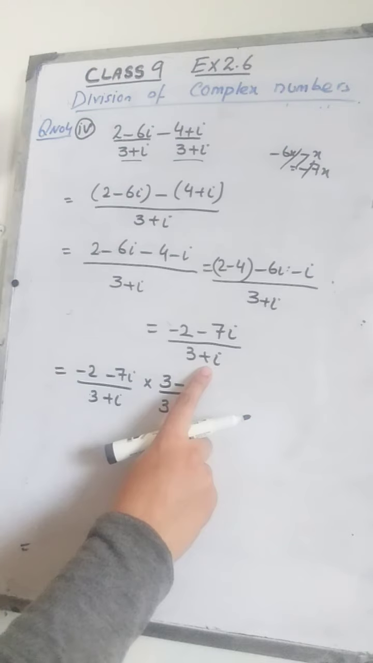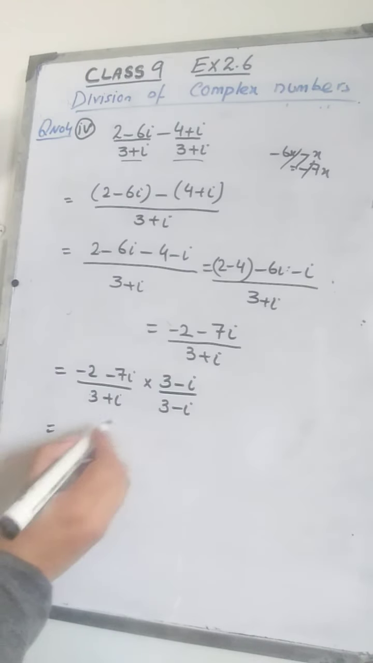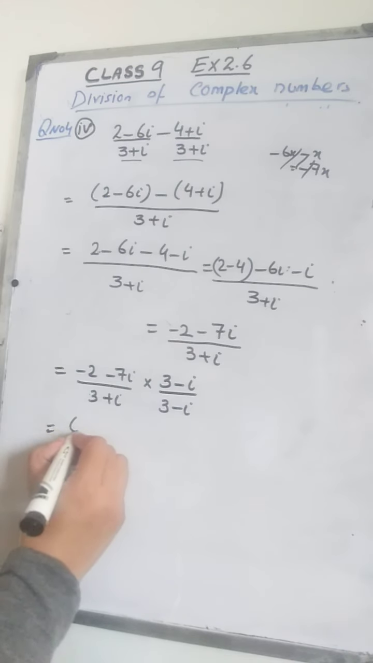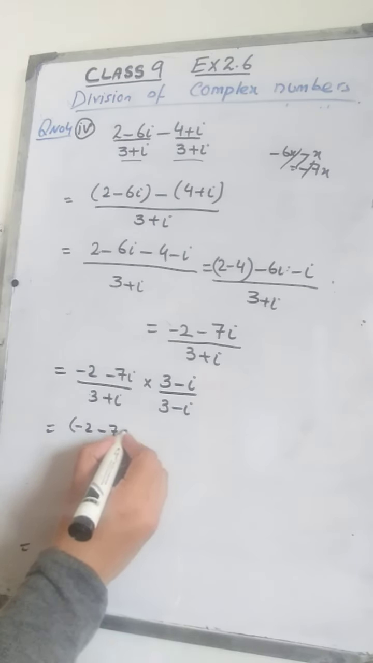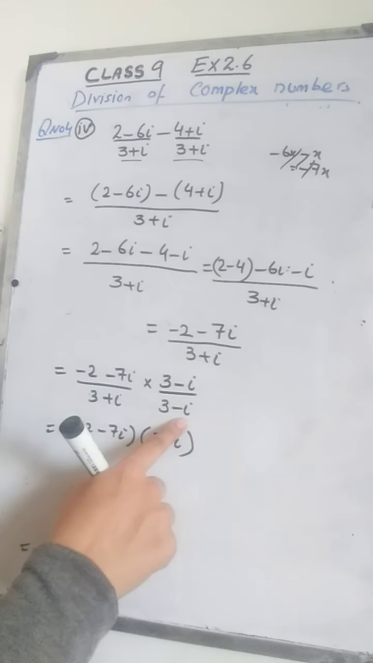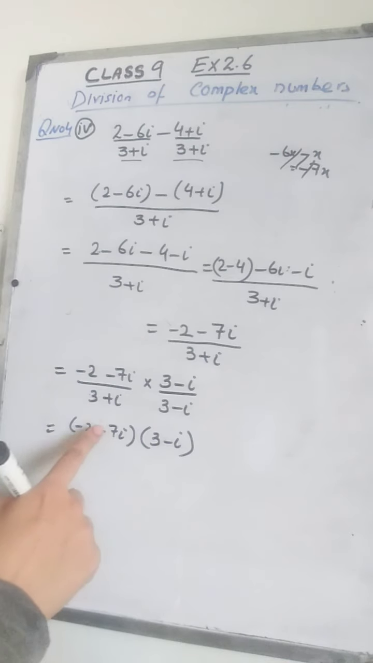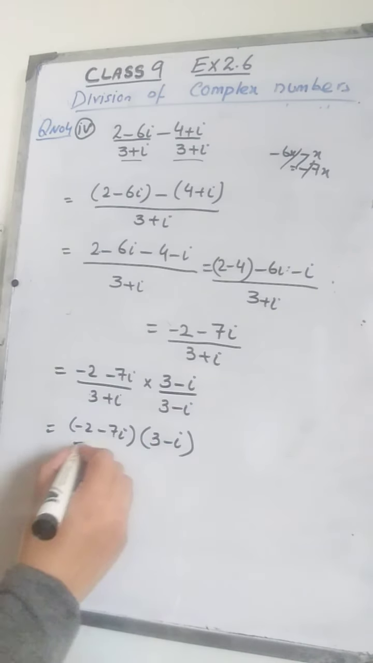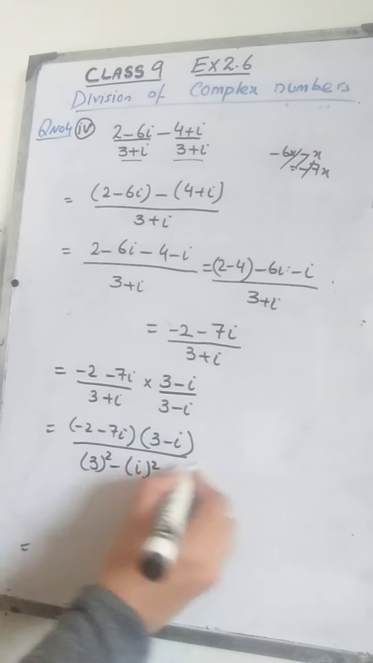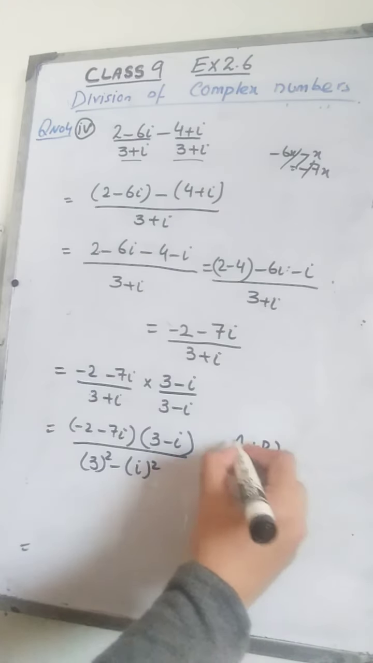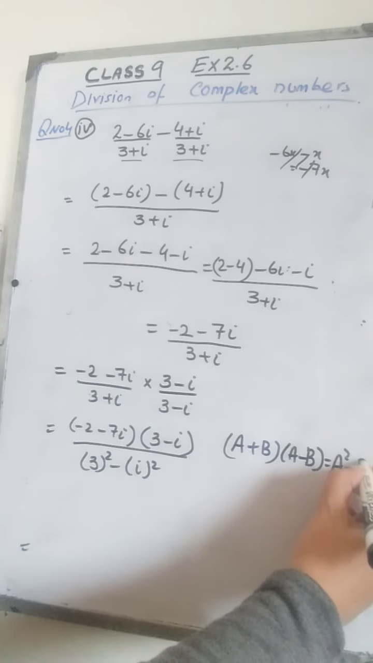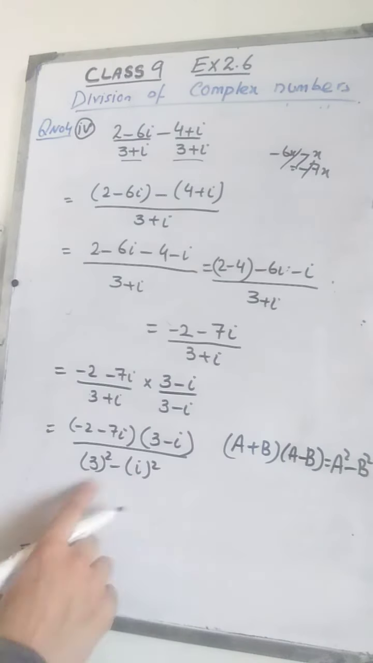Just reverse the sign of the imaginary part, and then the rest is the same as we did before. You are going to multiply the numerators, negative 2 minus 7 iota into 3 minus iota, and the denominators, 3 plus iota into 3 minus iota. Again we are going to apply the formula: a plus b into a minus b is equal to a square minus b square. We are going to apply this formula.